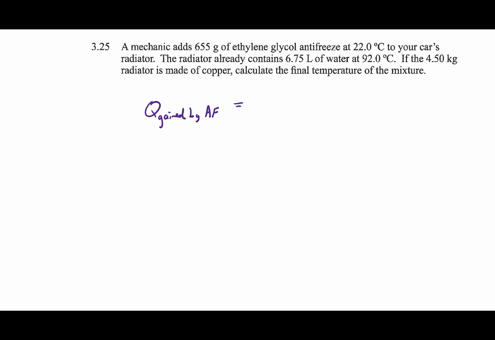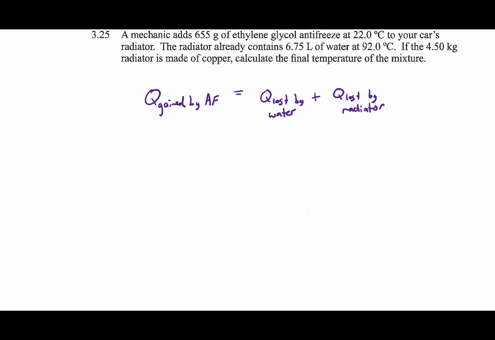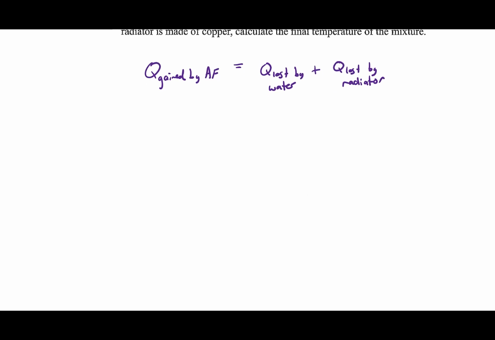Now, that is going to come from the Q lost by the water inside the radiator and the Q lost by the radiator itself. So I have basically the heat that's coming into the antifreeze is coming from both the water and the radiator. All three of them at the end of this will end up in thermal equilibrium, which means the final temperature is going to be the same. So just to go a little bit further, I'm going to expand that out and put in mc delta T is equal to mc delta T plus mc delta T.